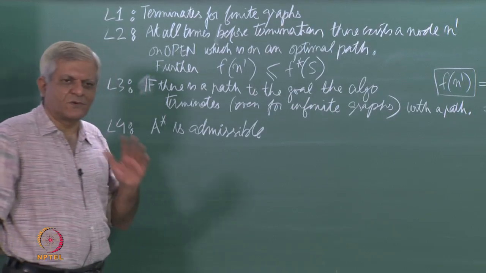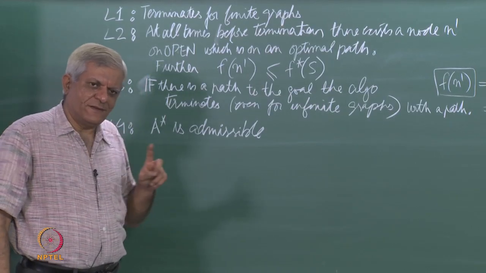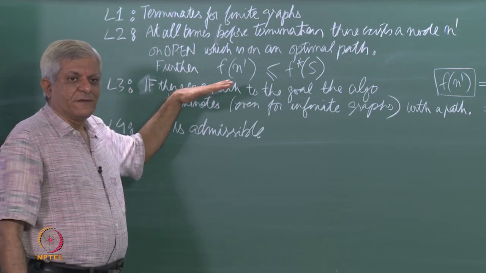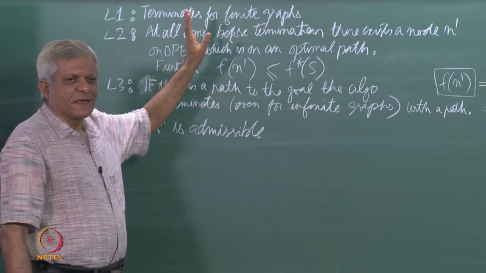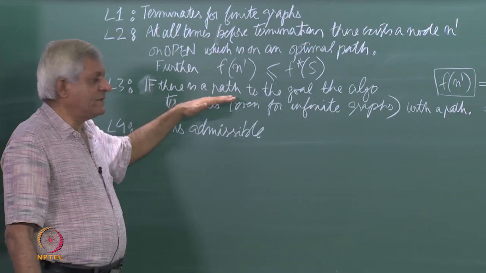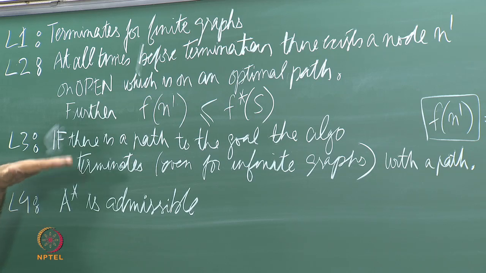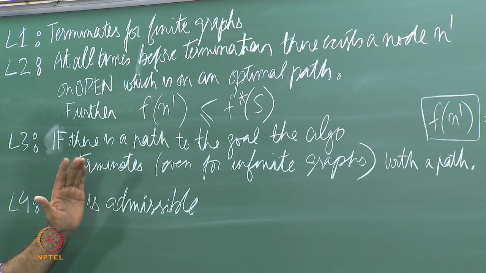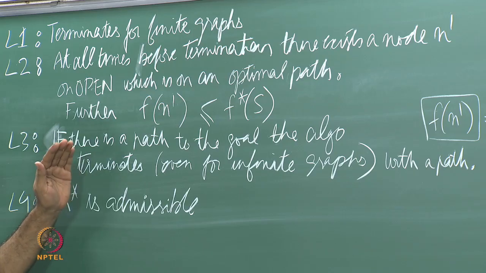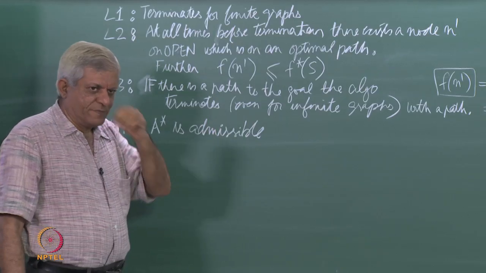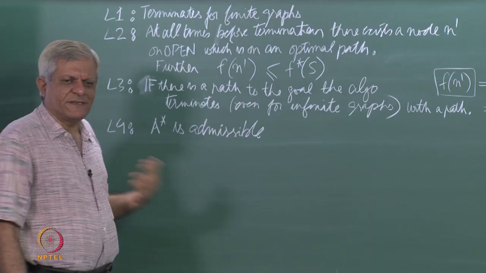Okay, so, what have we done so far? So far we have said between statements 1 and 3, in 1 we said that the algorithm will always terminate. In 3 we said if there is a path to the goal, it will always find a path to the goal. Now we are saying that it will always find the optimal path to the goal, and it has a very simple argument.